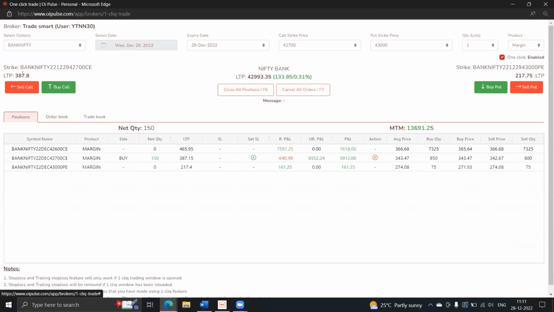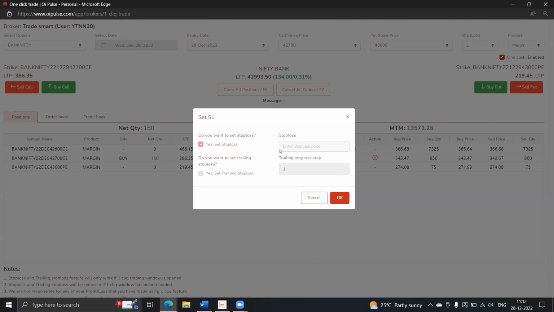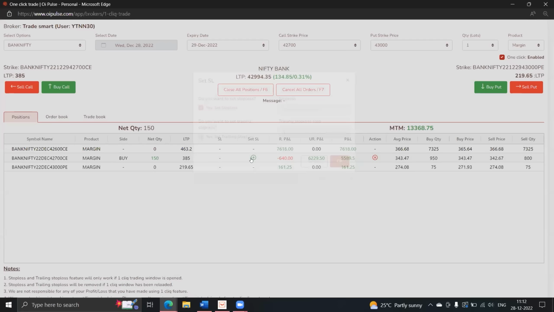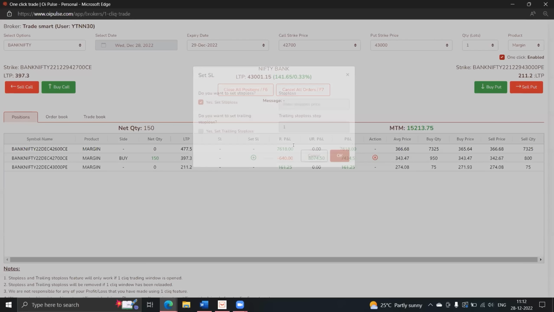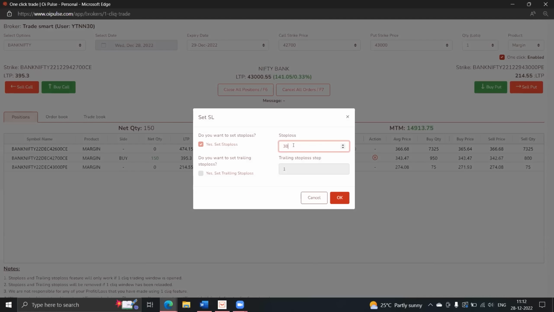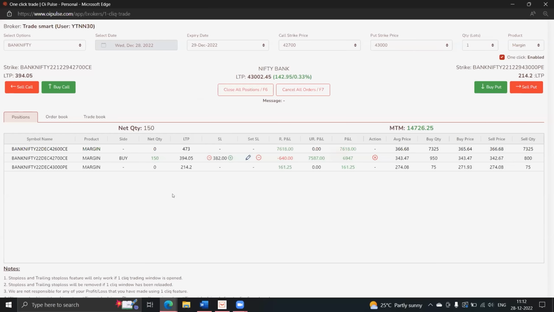Now the price has moved to 387. You know your buy price is somewhere around 380, right? So what you can do is you can click on this. Can you see this plus icon? Just click on this to set the stop loss first. Imagine you bought it at 380. You wanted to keep your stop loss at 382. Keep it here. Automatically your stop loss will be figured here.